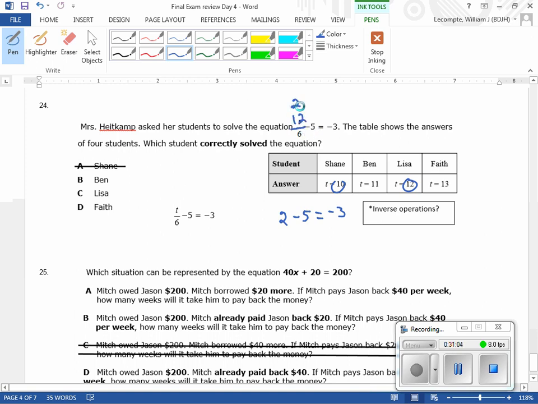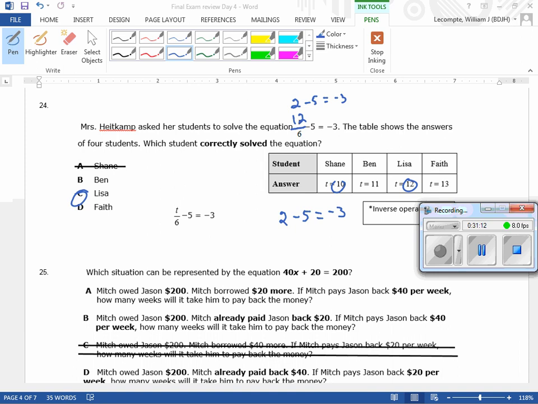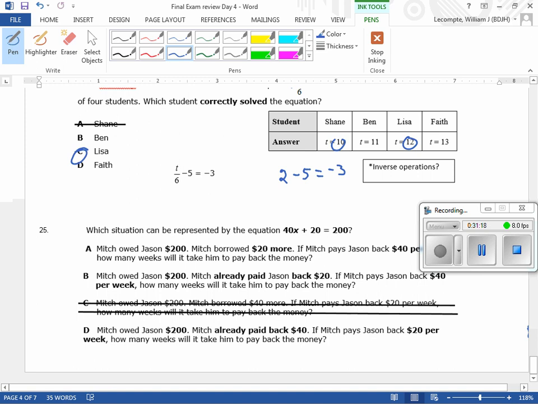All right, last problem is 25. What situation can be represented by the equation 40x plus 20 is equal to 200? Well, if I do this, 200, and then Mitch borrowed $20 more, right? So that means he actually owes $220. Okay, so he owes 220. But if I subtract this away, Mitch only really owes 180 because he's already paid $20. So Mitch owed Jason $20, so Mitch already paid Jason back $20. So that's where that came from. So my answer would be B.